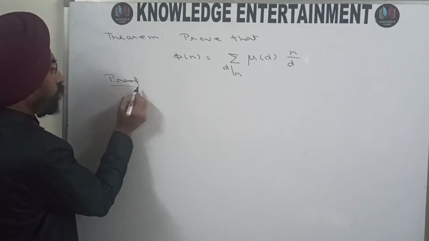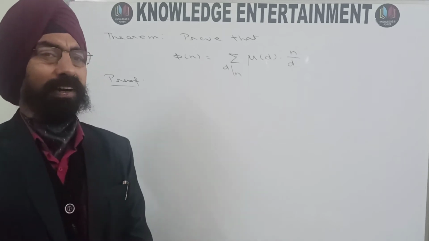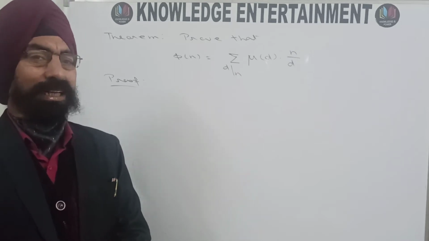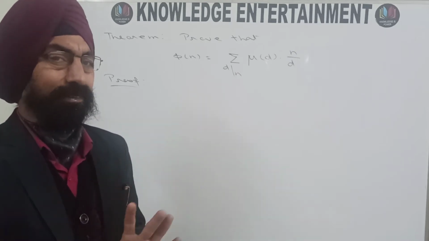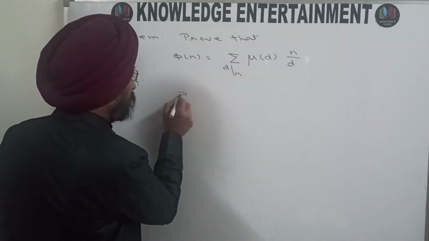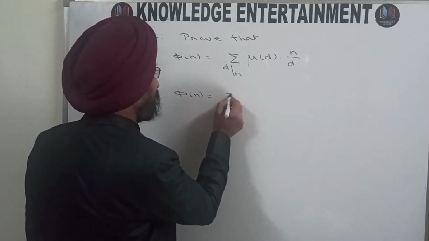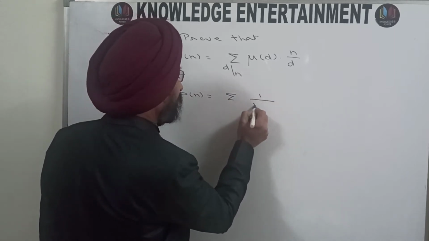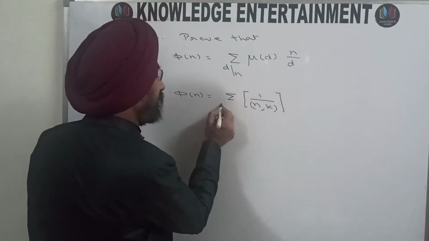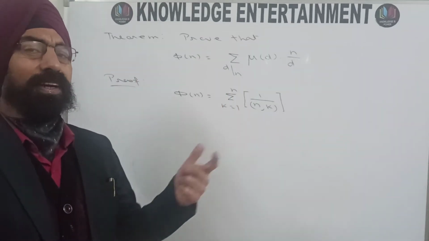What is mu? You know it very well that it is the Mobius function. What is phi? In previous videos we have defined phi. Phi is the Euler totient function, and phi n means the number of natural numbers less than n which are coprime to n. First of all, you look at the function phi n carefully. So phi n can be written as sigma of the box of 1 upon GCD of n and k, where k varies from 1 to n.